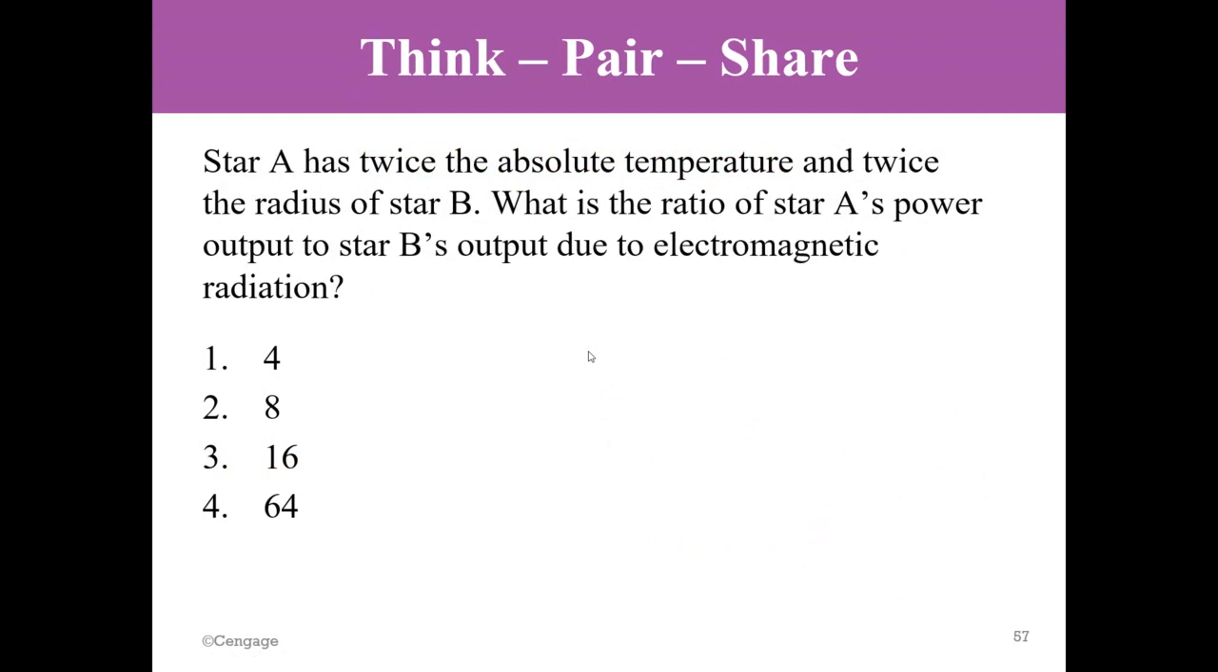Another situation: star A has twice the absolute temperature and twice the radius of star B. So now you have the factor of the temperature and the factor of the area. What is the ratio of star A's power output to star B's output due to electromagnetic radiation? Any suggestion?